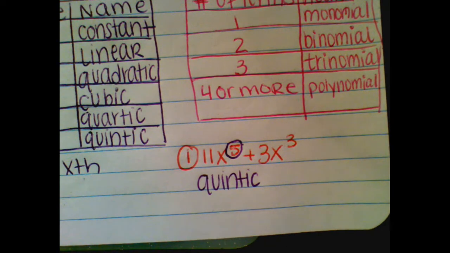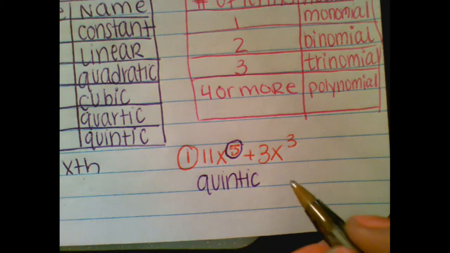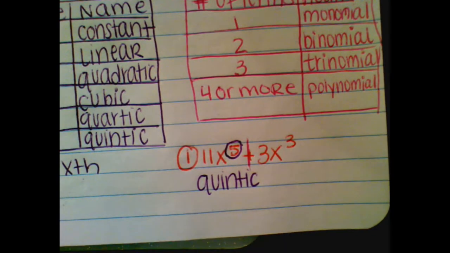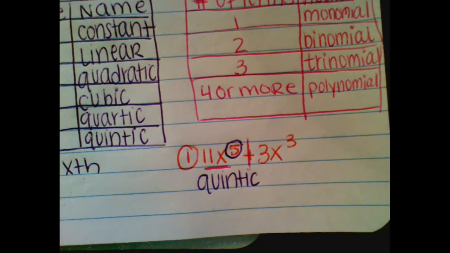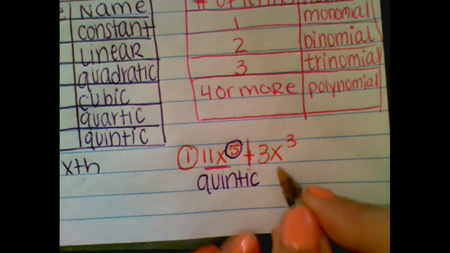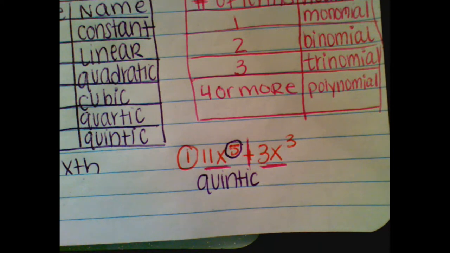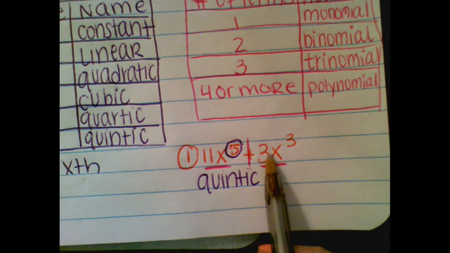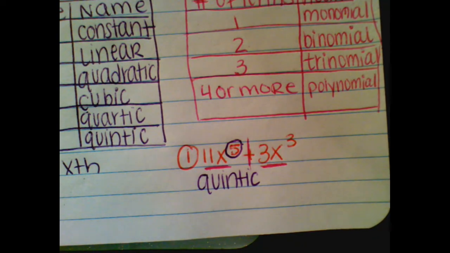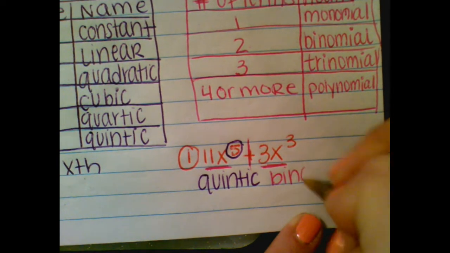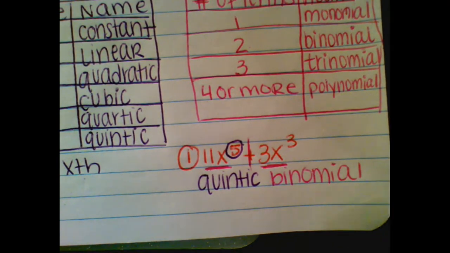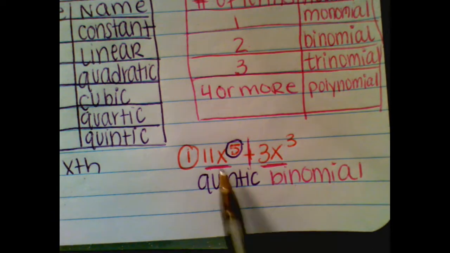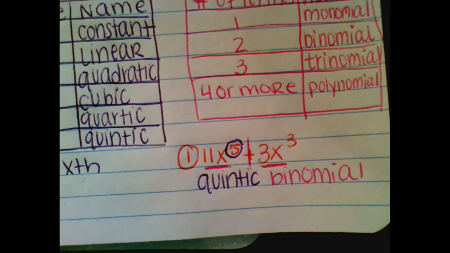But I also name it by the number of terms. Well, one way to tell the number of terms is wherever there's a plus or minus sign is to kind of draw a line down. So I have this term here, 11x to the 5th, plus this term here, 3x to the 3rd. So I'm basically adding together two things. That means that there's two terms. So if I go up to my two terms, it's called a binomial. So the whole name for number 1 would be a quintic binomial. Quintic for the degree 5, binomial for the two different parts being added together.